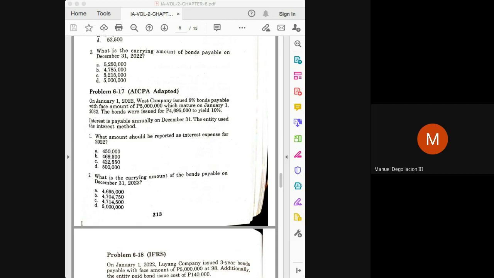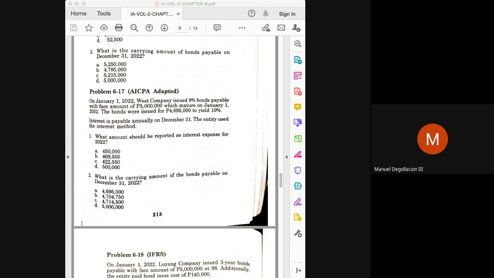The fixed annual interest payment is 450,000. We compare 450,000 with 469,500. We would get a difference of 19,500, and that would be the amortization on the discount. Third question: how much then would be the unamortized discount as of the end of the first year, as of the end of 2022?